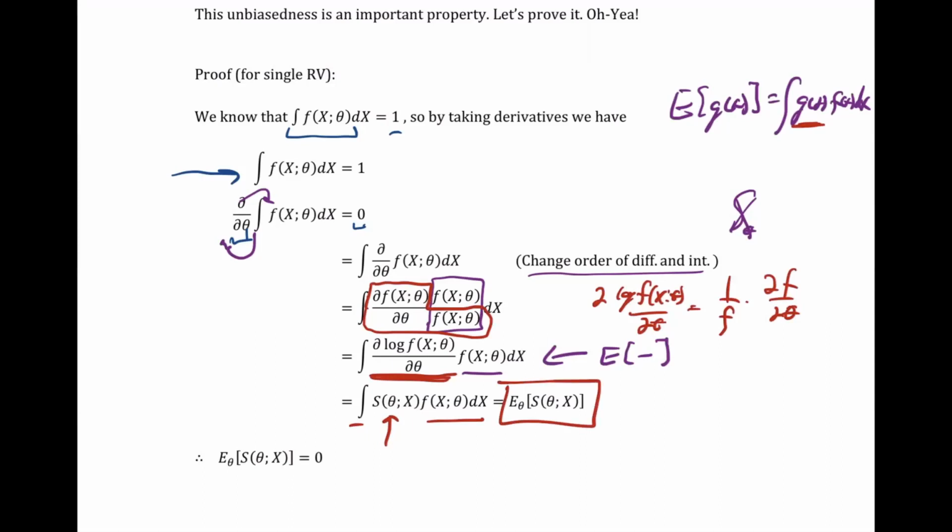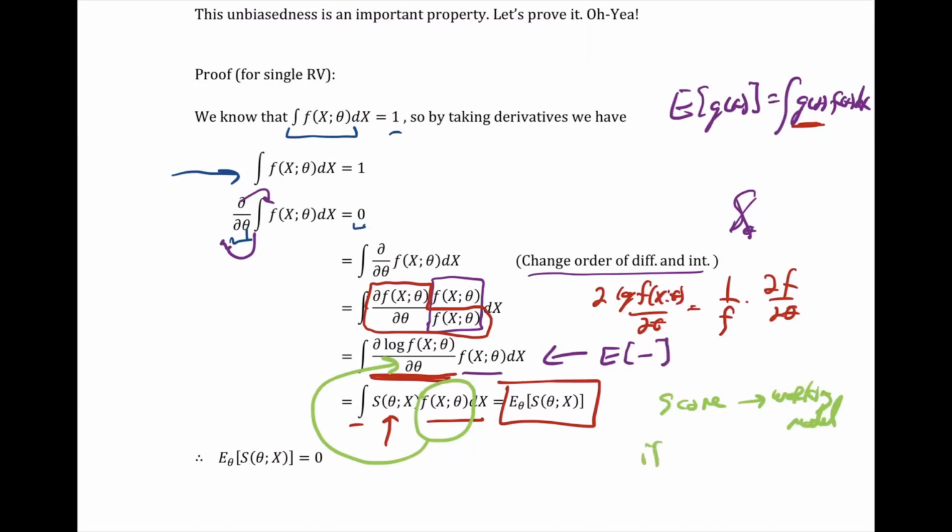The key part here is that the integral is taken, I'm going to use a light green here, the expected value is over the true density, but this true density is also in the score function. So you're using the same density twice. So the score function usually comes from what we call the working model.